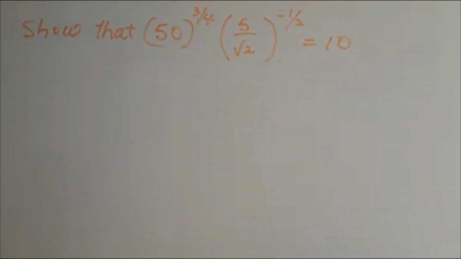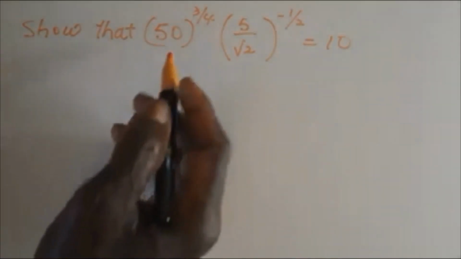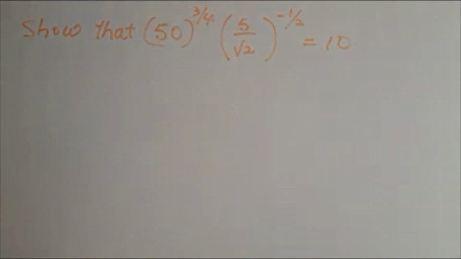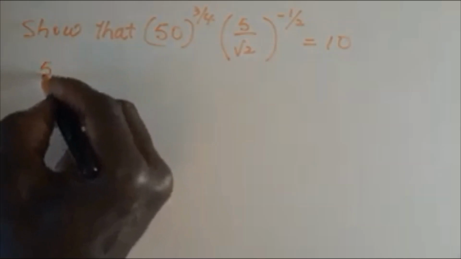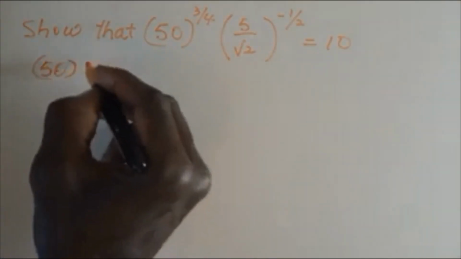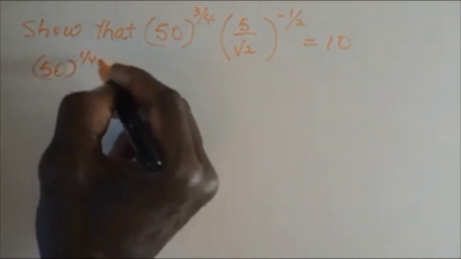Hi, show that 50 raised to the power of 3 over 4 times 5 over root 2 raised to the power of a negative half is equal to 10. Try and simplify this. That's my first attempt, is to write this as 50 to the a quarter.